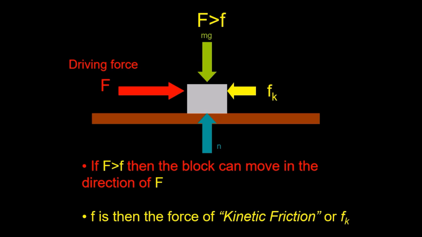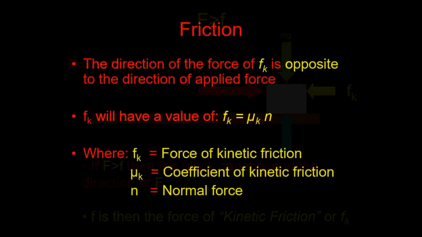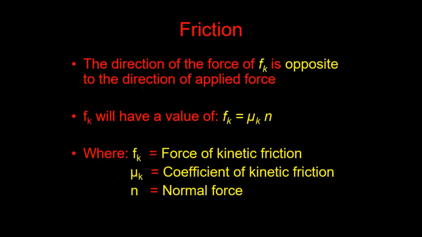So you have Fs for stationary objects, you have Fk for objects which are moving. And again, the direction of Fk is always opposite to the direction of the applied force. And the formula is identical to that for static friction. Fk is equal to mu k times N.